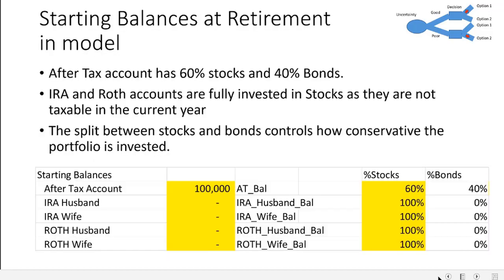The model assumes initially that it has $100,000 in an after-tax account that we can draw upon if needed, but only up to a maximum percent each year. And also that this money is invested 60% in stocks and 40% in bonds. We will be able to specify a minimum and maximum stock percentage over time.